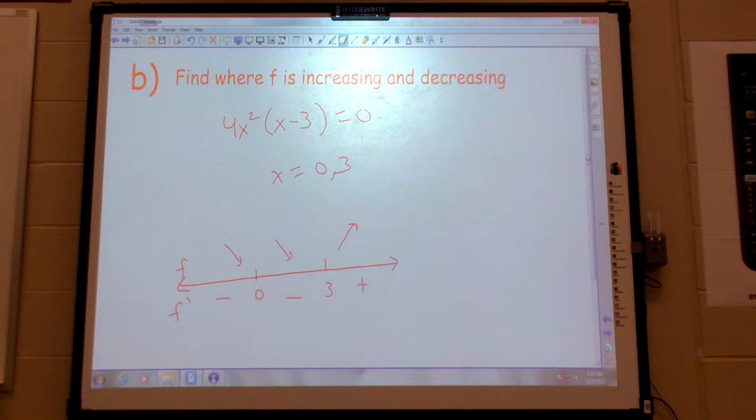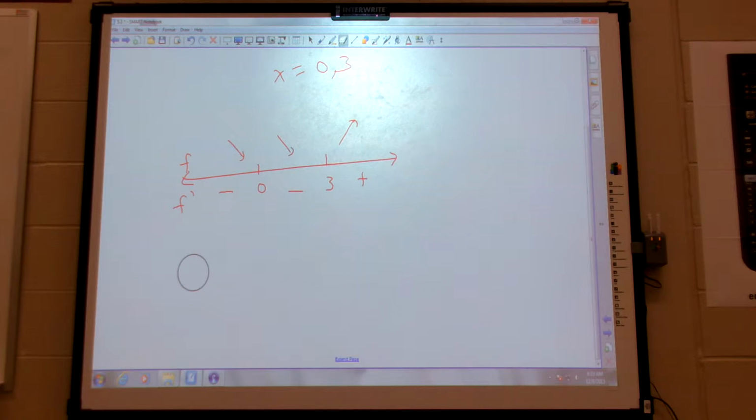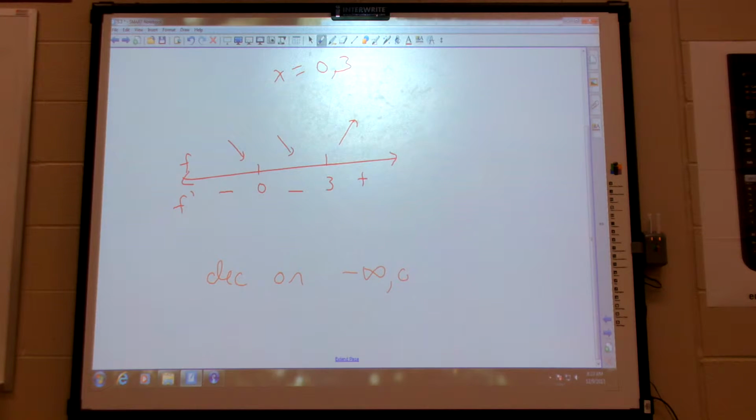So let's write this up. We are decreasing on negative infinity to 0 and 0 to 3. You do have to break it up like that because at 0 it's not necessarily decreasing. Increasing on 3 to infinity.